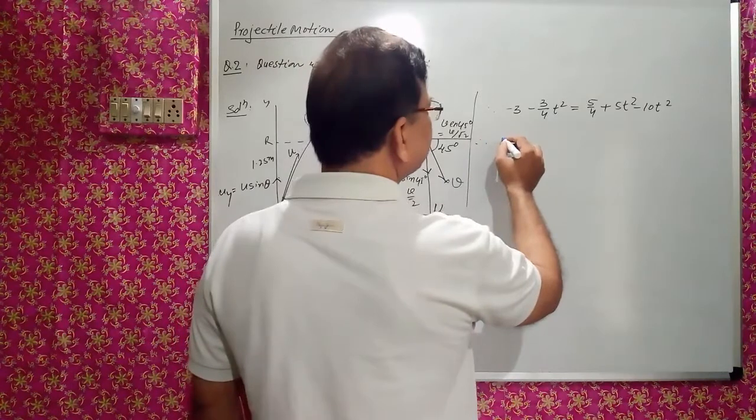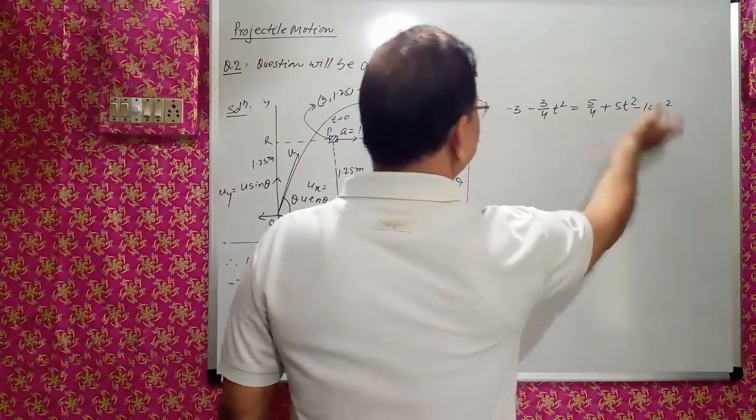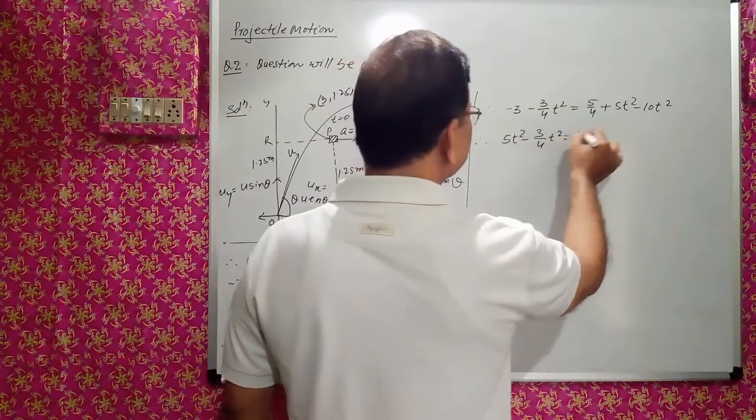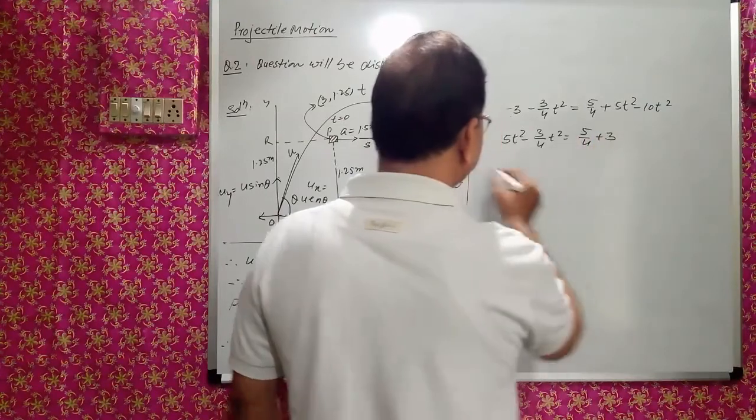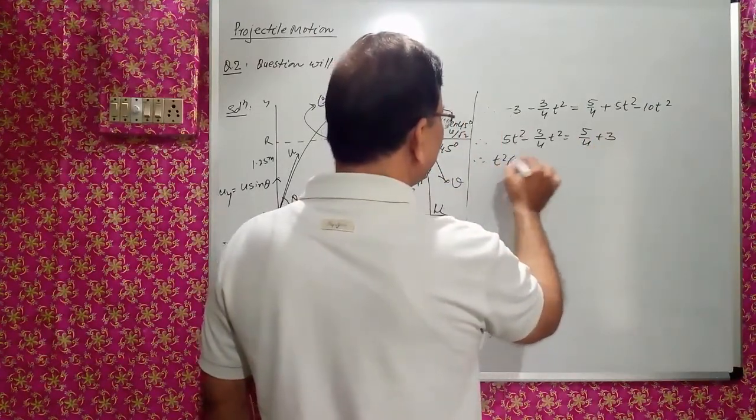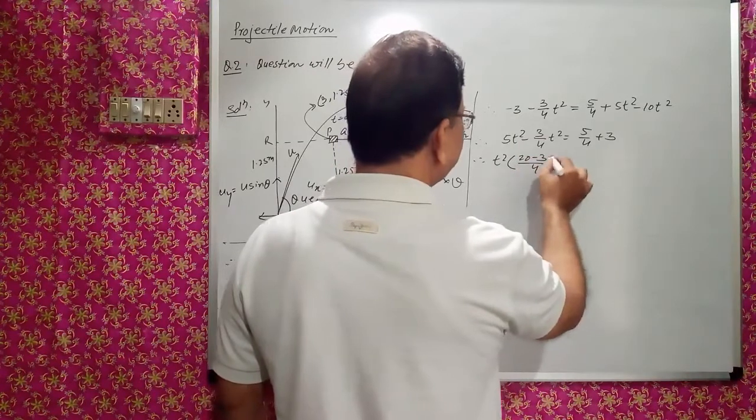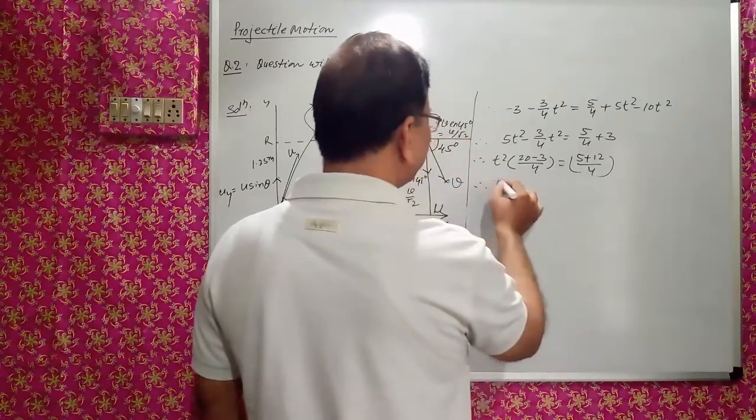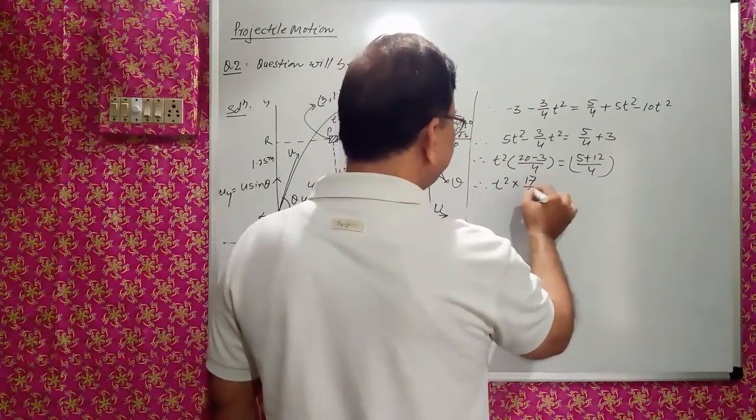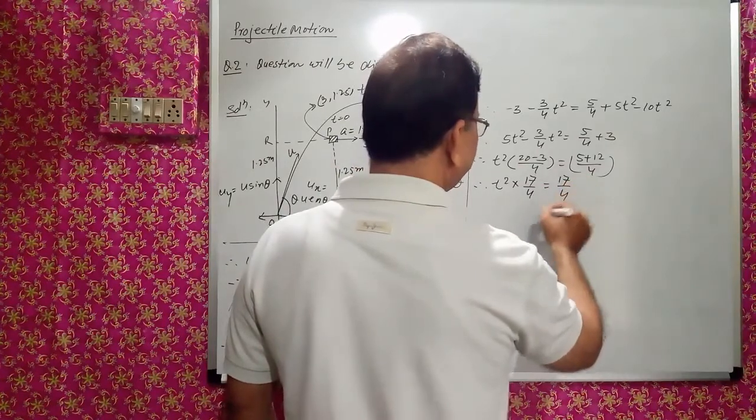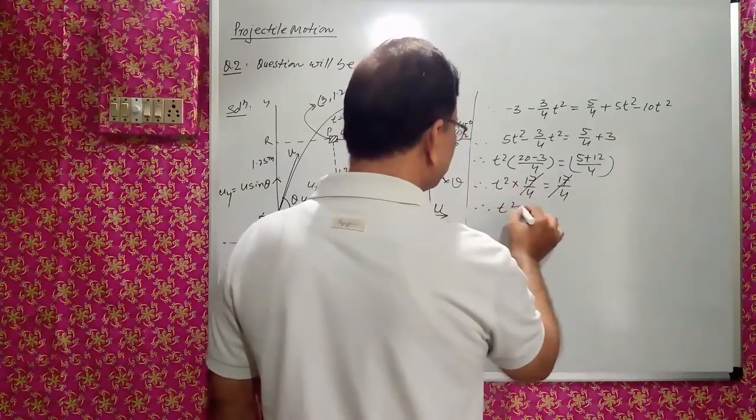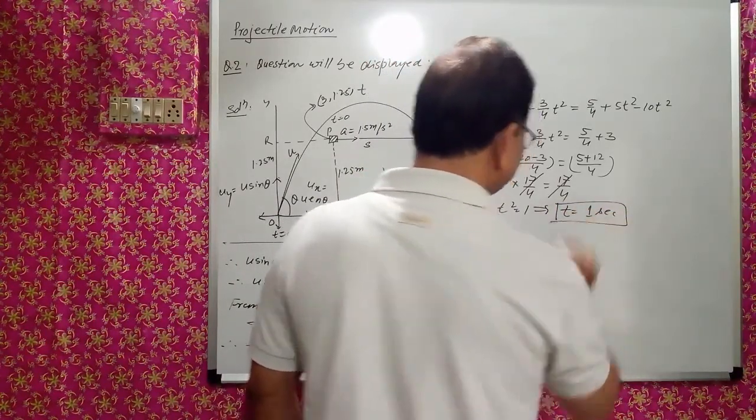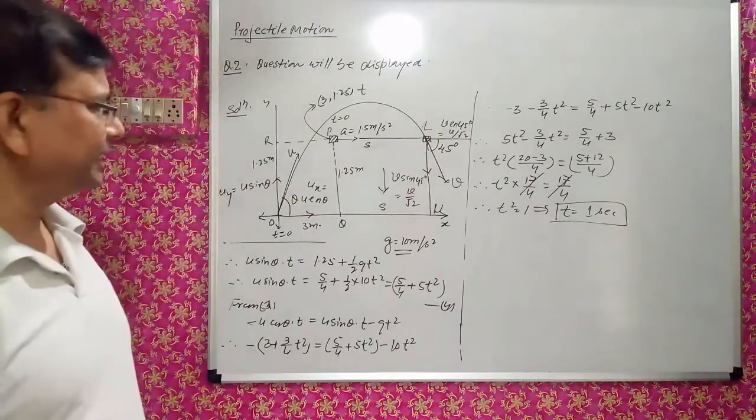Therefore, we can write, this is minus 5t square. We will take this on this side, that is 5t square minus 3 by 4t square is equal to 5 by 4 plus 3. Therefore, t square is taken common, that is 20 minus 3 by 4 is equal to 5 plus 12 by 4. Therefore, t square into 17 by 4 is equal to 17 by 4 into 7. This will go, therefore t square is equal to 1, and this implies t is equal to 1 second. So t has come to be 1 second, and you have to find the value of u.